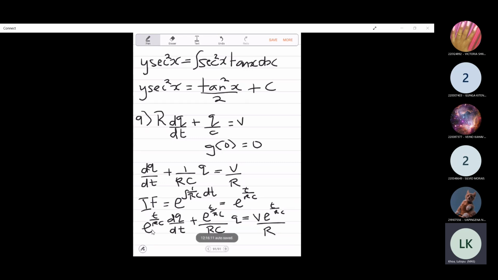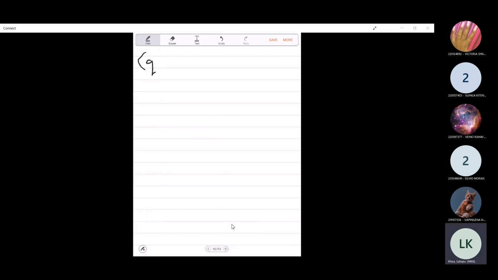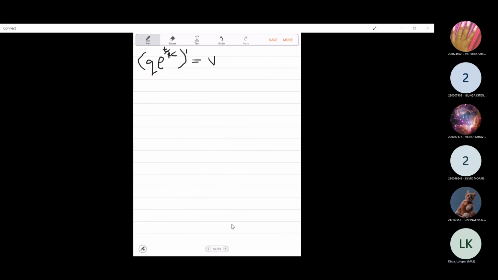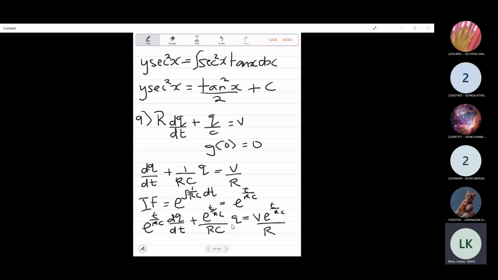And then we look on the left hand side. I have e to the power of t over RC. The derivative is e to the power of t over RC, and then we multiply by the derivative of this, which is 1 over RC. Q, the derivative of q is dq/dt, and then we can condense that. So we have q e to the power of t over RC, prime. This is equal to what we have on the right hand side, V e to the power of t over RC divided by R.